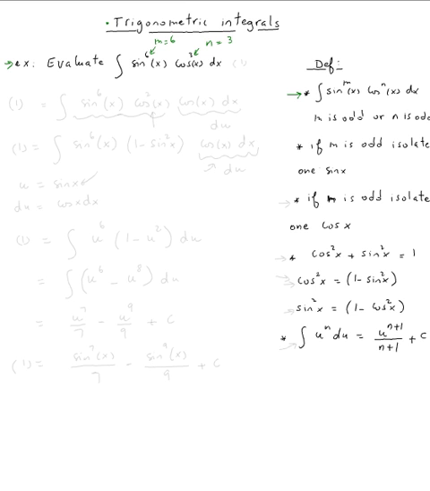According to the method, which one is odd? N is odd. So if n is odd, what's going to happen? You need to isolate one cosine of x. So let's isolate one cosine of x. Let's call this I. So I is equal to the integral of sine to the 6th of x. Now I'm going to isolate that one. So that would be cosine square of x times cosine of x dx.